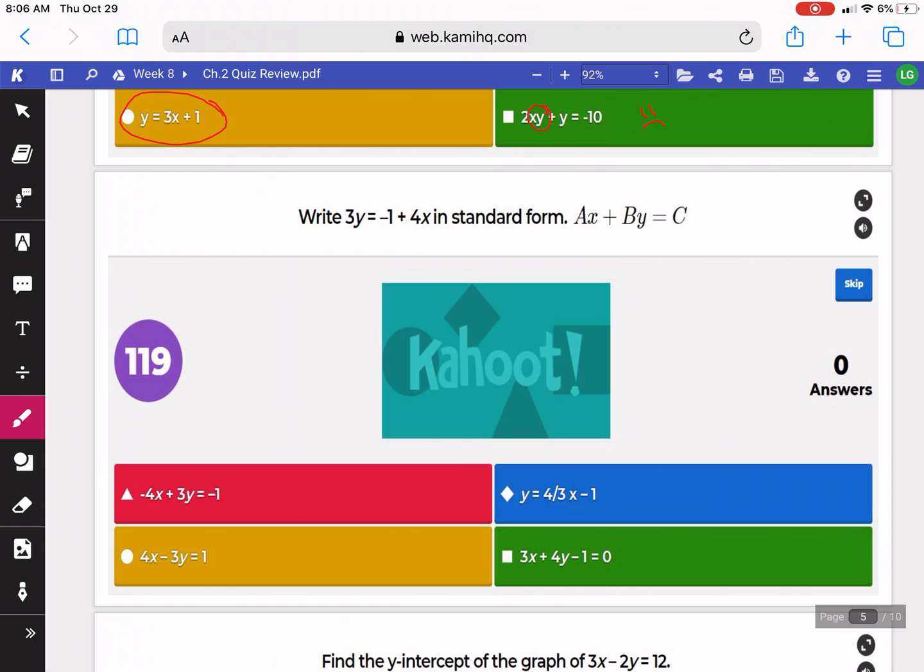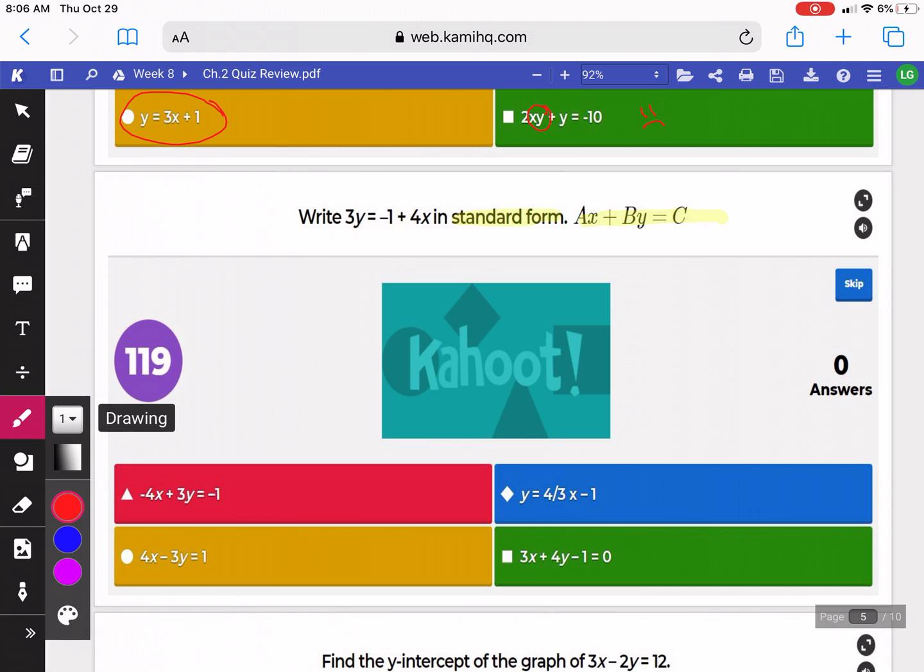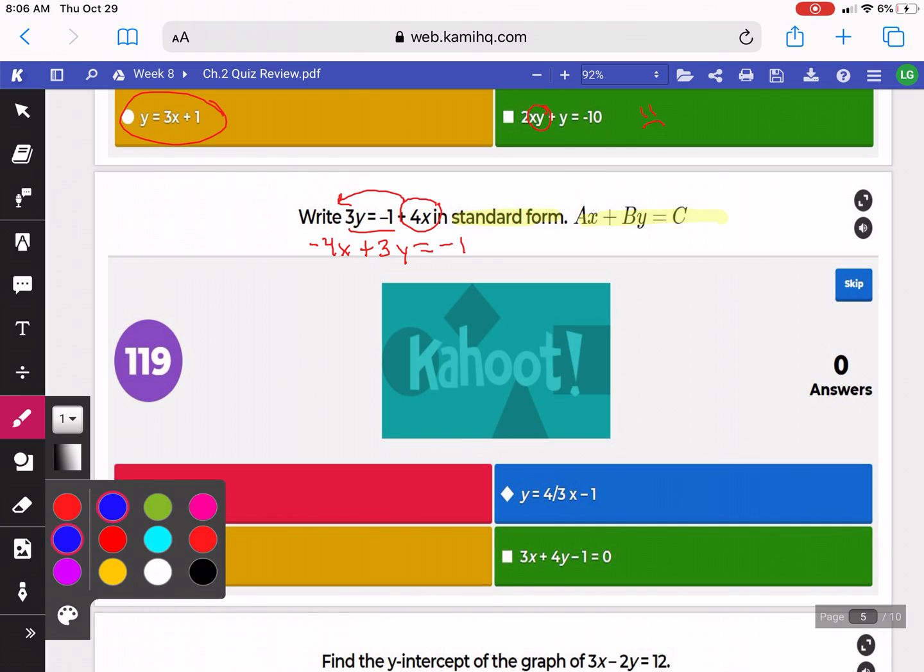This next question is checking that we know how to write problems in standard form, which is ax plus by equals c. So here, our first step is we want it to look like ax plus by. So we would move our plus 4x to the other side. When you move it to the other side, it changes sign. So it becomes -4x. The 3y equals -1. We're already on the correct side, so I'm just going to bring those down. So +3y equals -1.